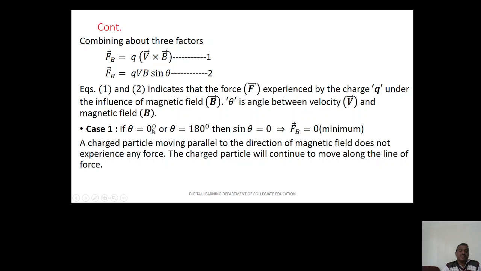If theta is equal to 0 degrees or theta is equal to 180 degrees, then sin theta is equal to 0. Therefore, F_B, the force experienced by the charged particle in a magnetic field, is 0 or minimum. That means a charged particle moving parallel to the direction of the magnetic field does not experience any force. The charged particle will continue to move along the line of the field. That's the meaning of this condition.